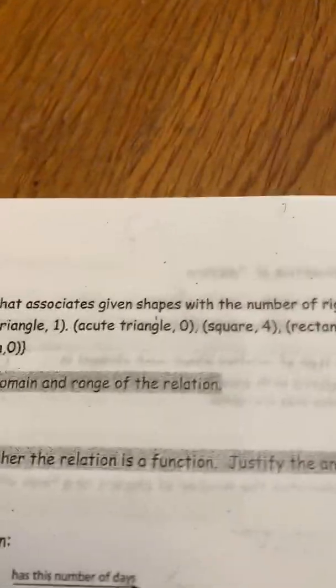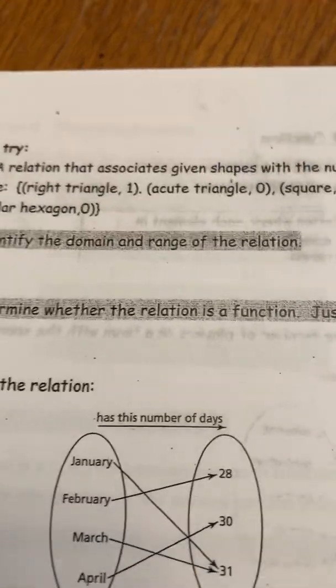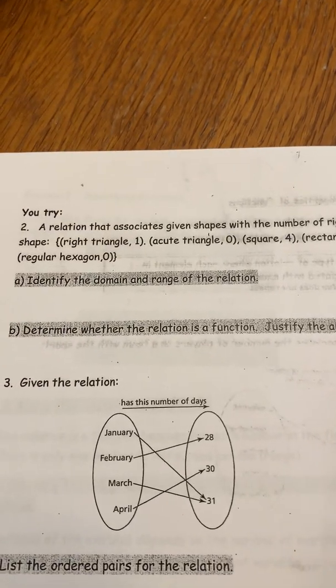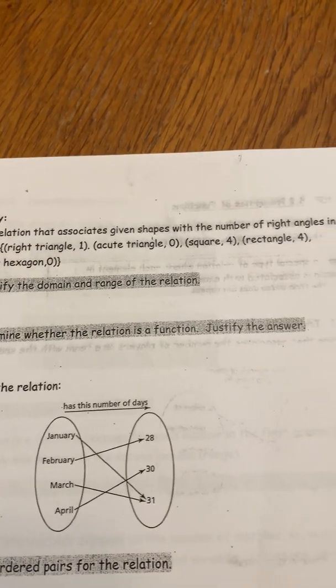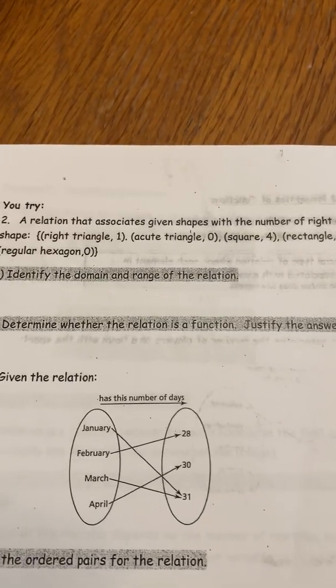Okay, so now if I gave you this as a Try, okay? It says, sorry I'm shaky today, I've only had about 15 coffees. Okay, it says a relation that associates the given shapes with a number of right angles in the shape.